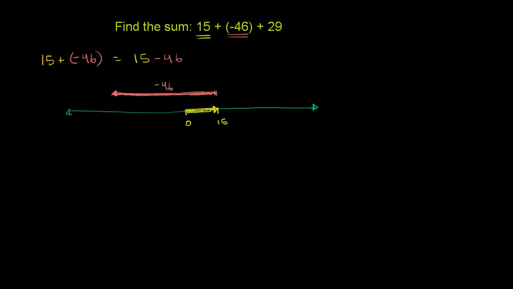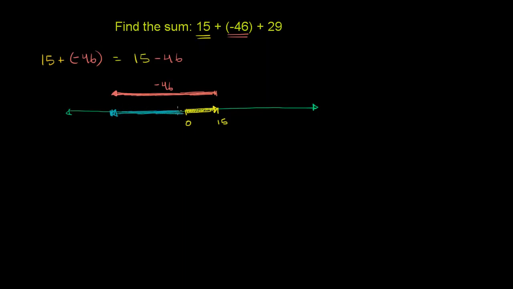So we're going to end up at some point over here. That point is clearly to the left of 0, because we were 15 to the right, and now we're going to move 46 to the left. So it's definitely going to be a negative number. And we can even think about the absolute value of that negative number. This yellow arrow has a length of 15. This orange arrow has a length of 46. The blue arrow that I'm about to draw, which is the sum of these two, is going to have this length right over here.